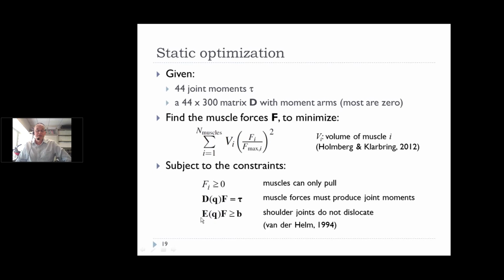That basically says that we only accept solutions that would not cause the shoulder joint to dislocate, and that's a condition on the muscle forces. That's necessary to make sure that the rotator cuff does its job in preventing the shoulder from dislocating. And that's based on work from van der Helm in 1994.